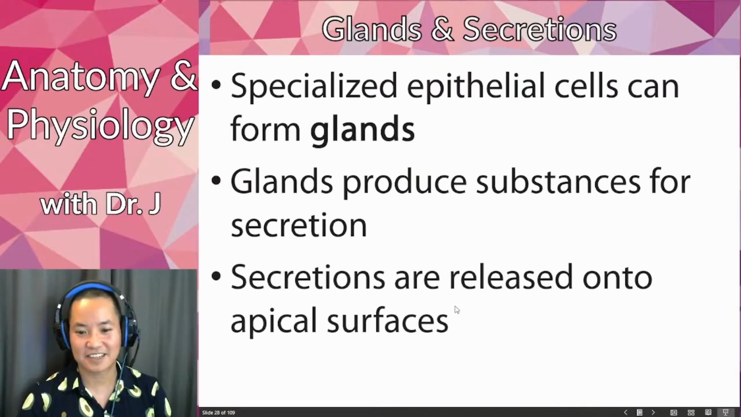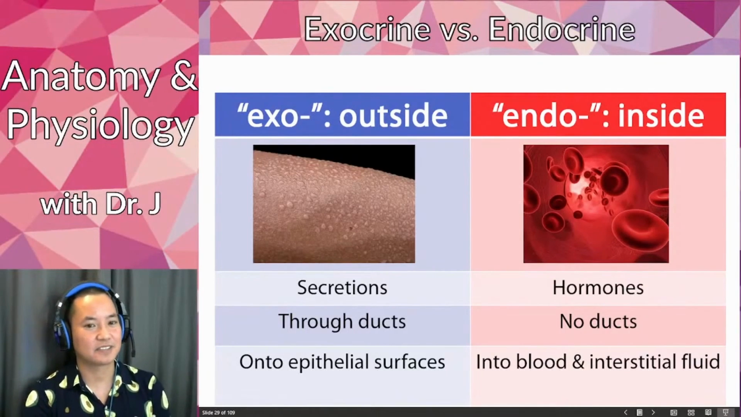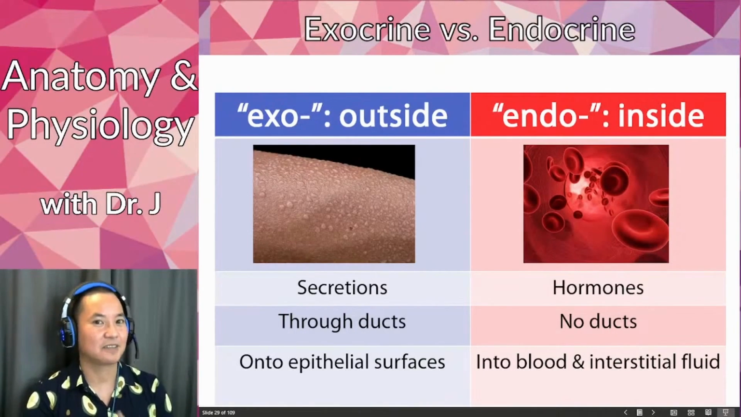Secretions are released onto apical surfaces, and there are multiple types. There are also these terms, exocrine versus endocrine. Endocrine we actually cover in PHYL 142, but think about it this way: these are two very useful root words.